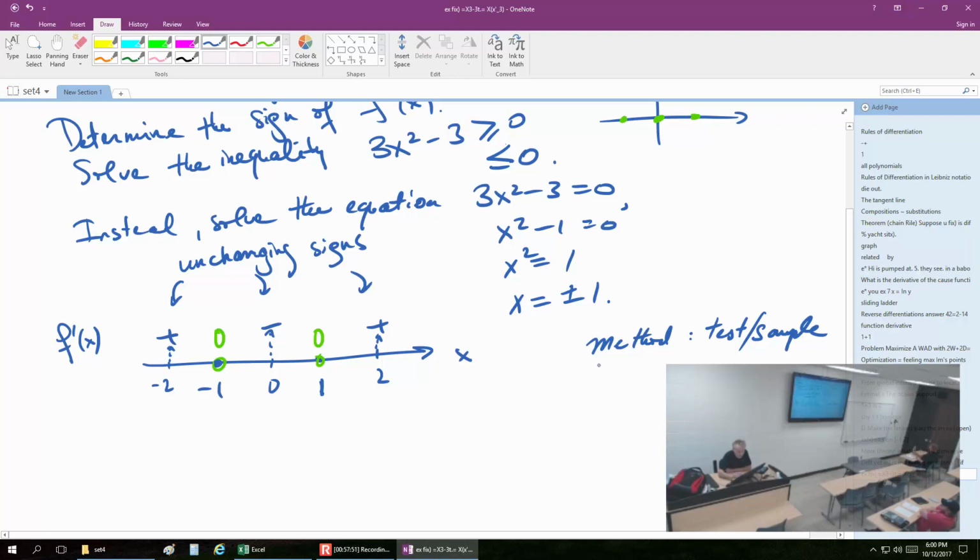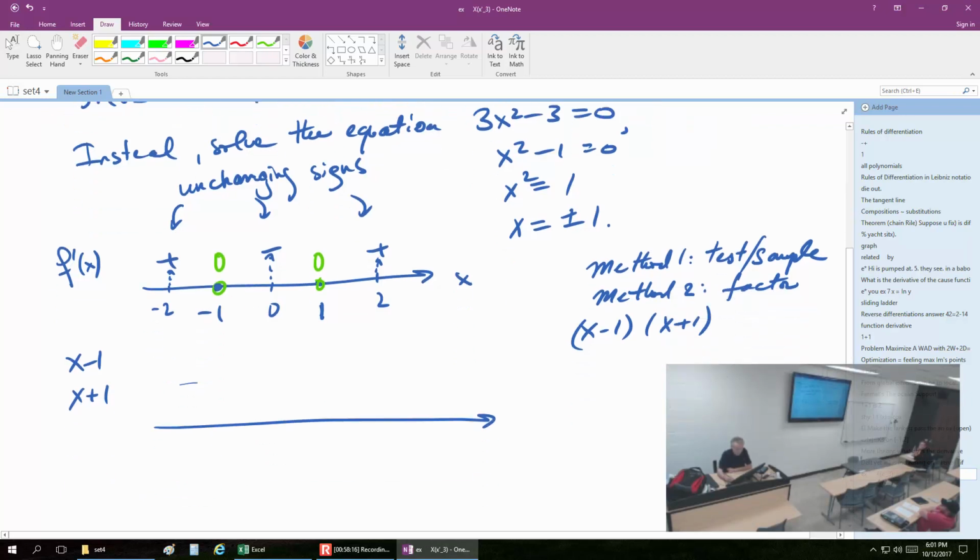Another method is factoring. And this one is easy to factor. It is x minus 1, x plus 1. Okay, so the point being, it is especially good when there are a bunch of those factors. So instead of looking at the derivative, I look at the factors.